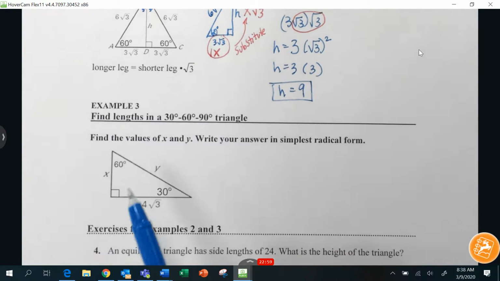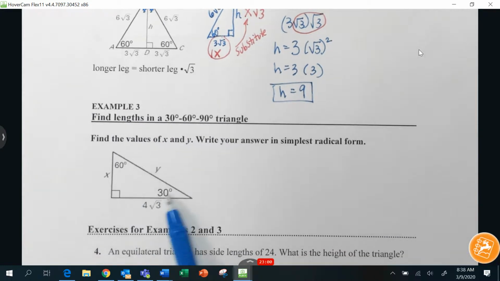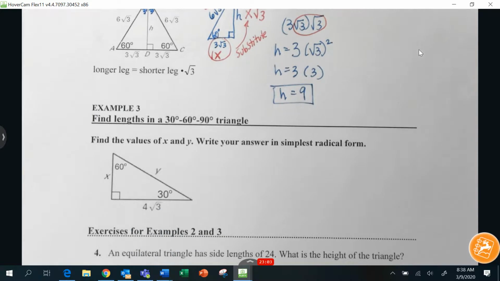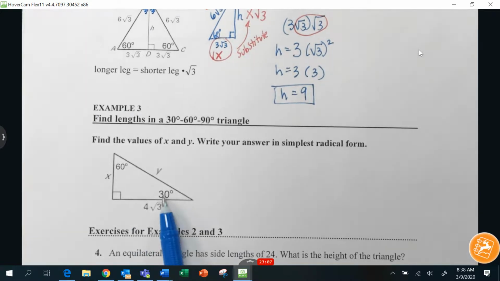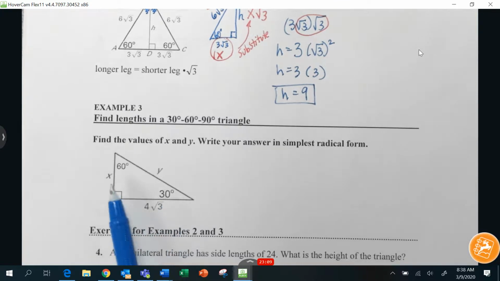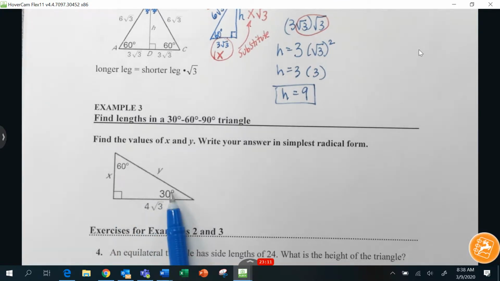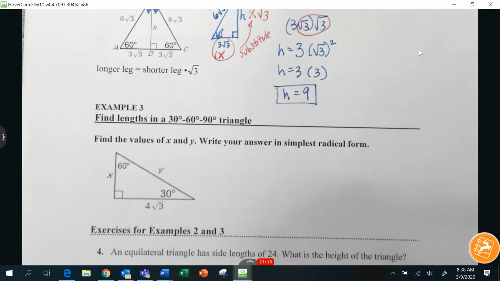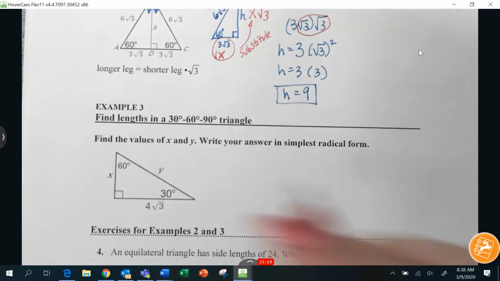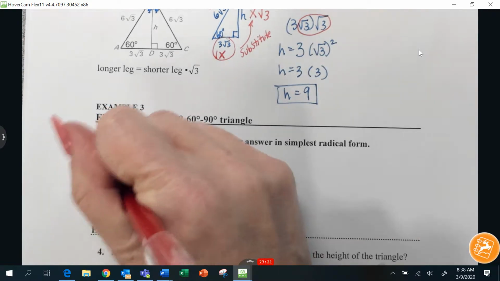All right, next one, 30, 60, 90. I know it's 30, 60, 90 because I can see the numbers. Across from the 30 degrees is always the shortest side. So you want to look for the 30 first. What is the formula for the shortest side in a 30, 60, 90? Denise, what's the formula for the shortest side? X. Perfect. And it's already an X, even better.